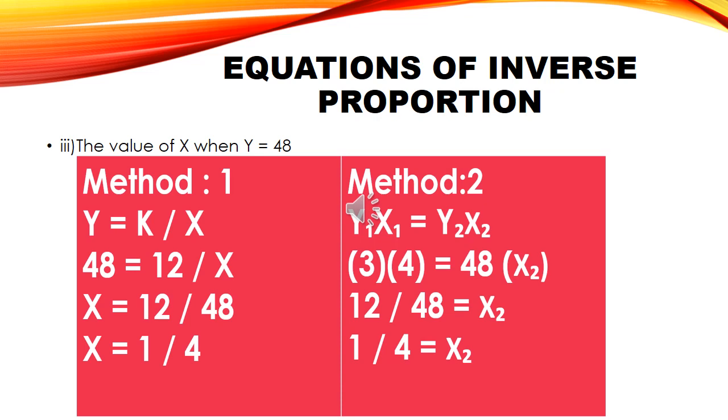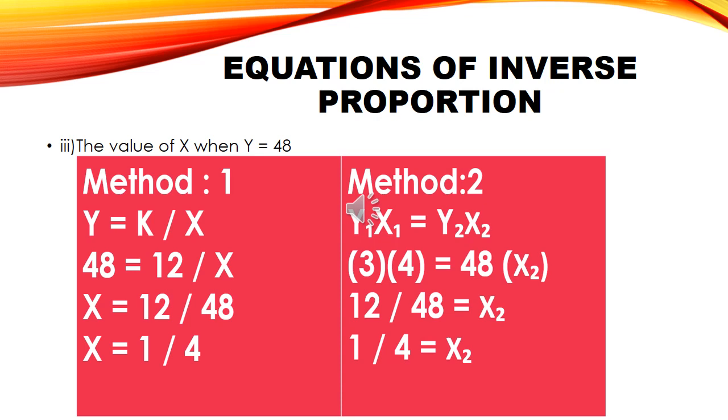My dear students, now we come to part 3. Here the value of y is given, which is 48, and we have to find the value of x. As all of you know, we know two different methods, so we have to solve this sum using these two methods. The first method is called y is equal to k by x, and the second method is y1 x1 is equal to y2 x2. So by substituting the value in the given equation, in the first method we get the value of x, which is 1 by 4.